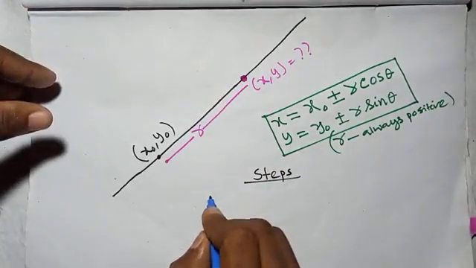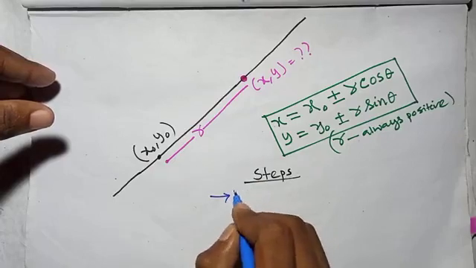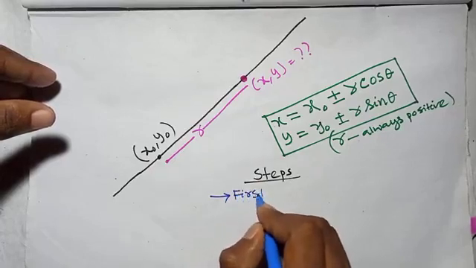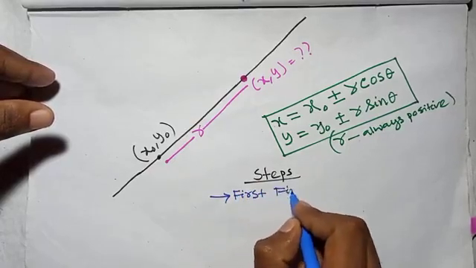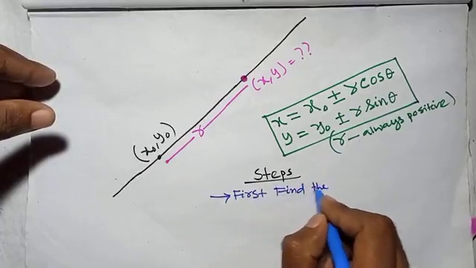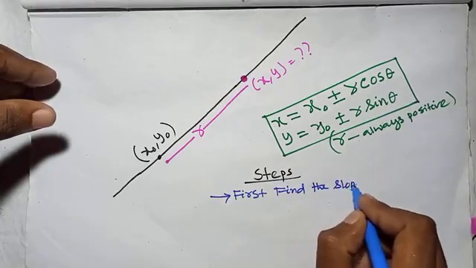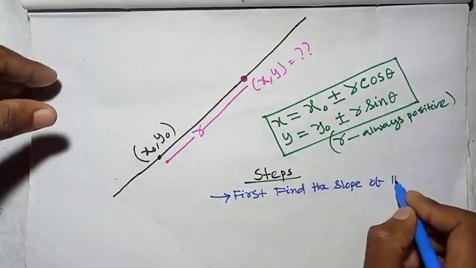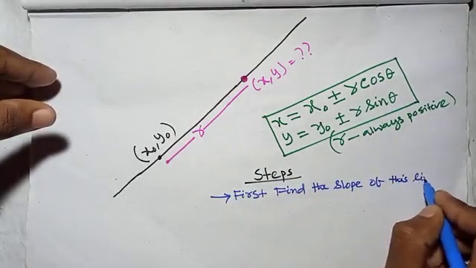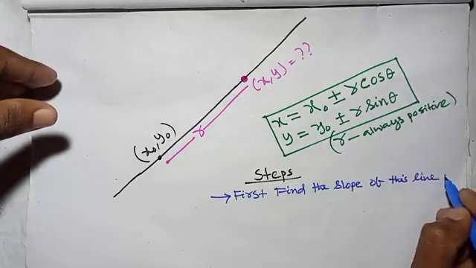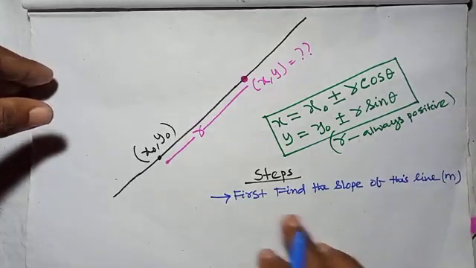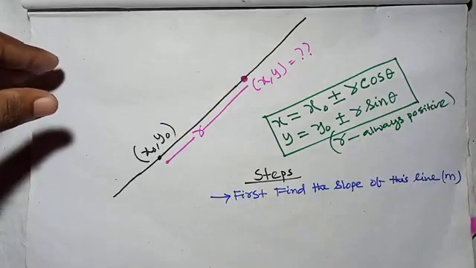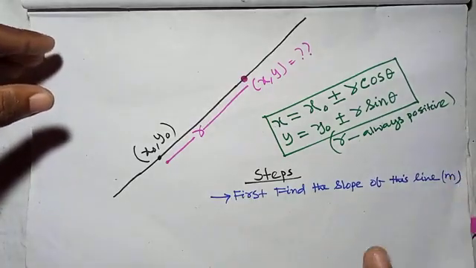First of all, find the slope of the line. First find the slope of this line, so let it be m. First of all you have to find out the slope of this line. Let's say the slope is m.